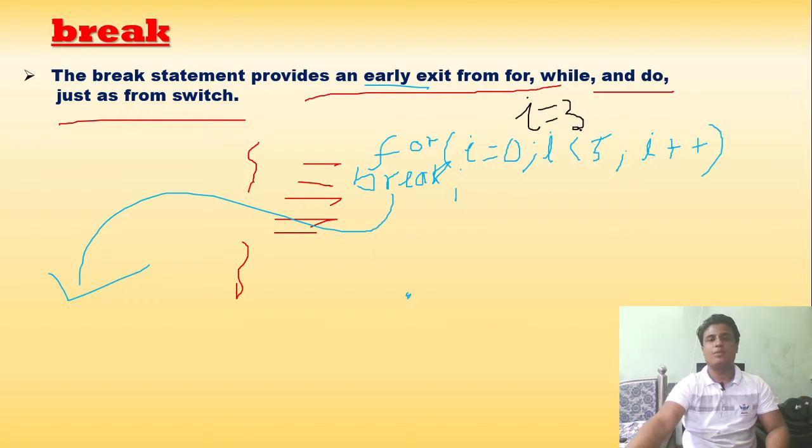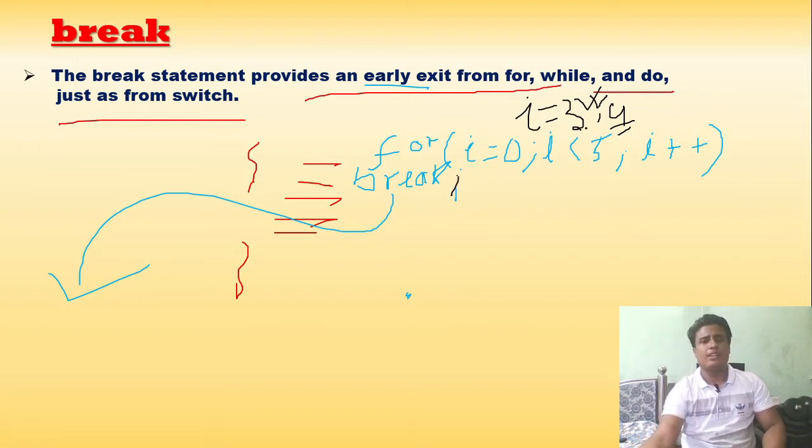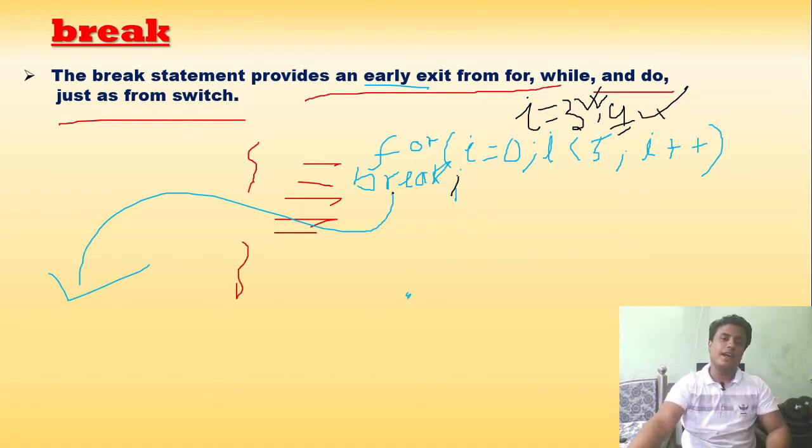Suppose the value of i happens to be 3, and we have two more conditions to go. We have one more condition to go, that is the fourth one, but we are currently in the i equal to 3 part. So what if you use break here? Suppose we have given some condition that i equals 3, and we just use the break statement here. So what will it do? Without executing the fourth part, it will directly come out of the loop.